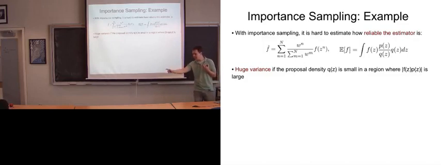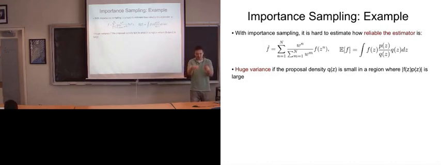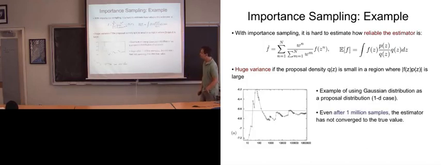Once in a while, you sample in a part of the space that's very unlikely. And if in that part of the space you have a huge number, then once in a while you get a huge number. And you're taking averages and the whole thing just collapses, right? Here's one example.